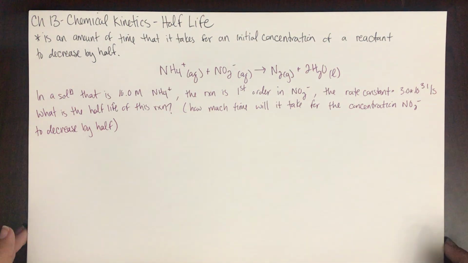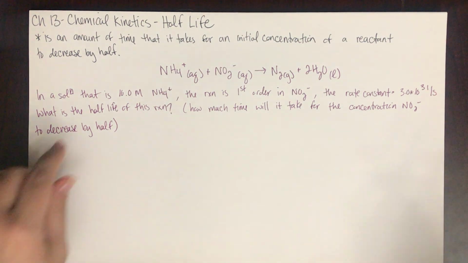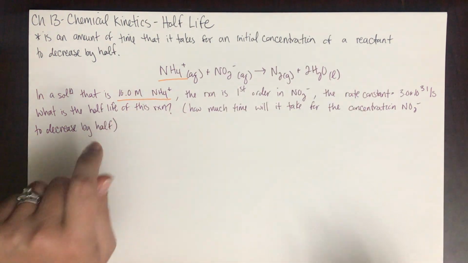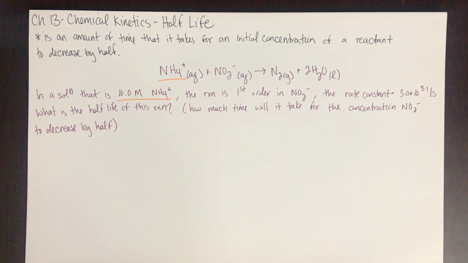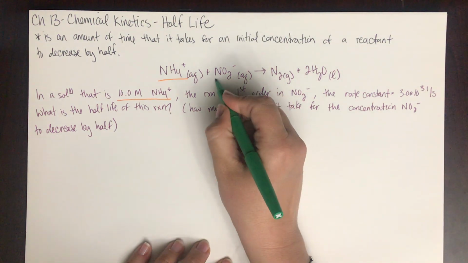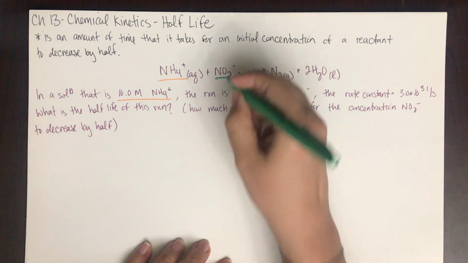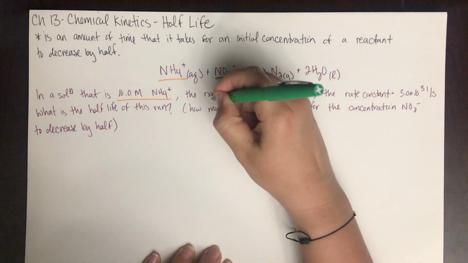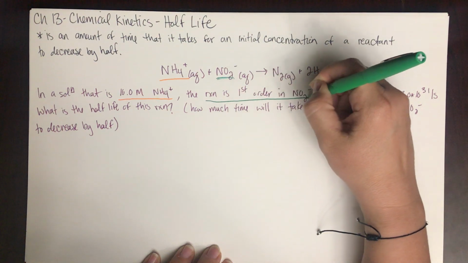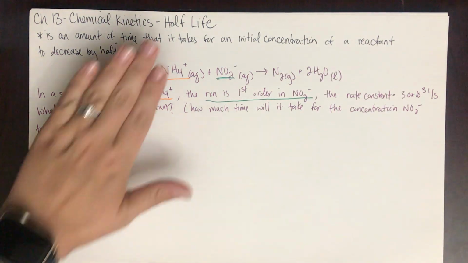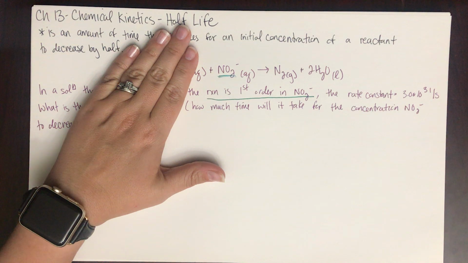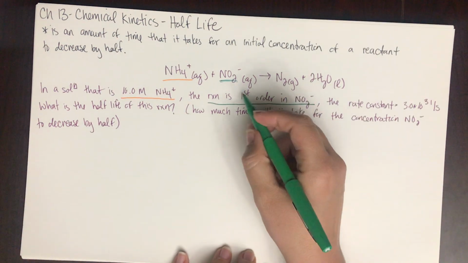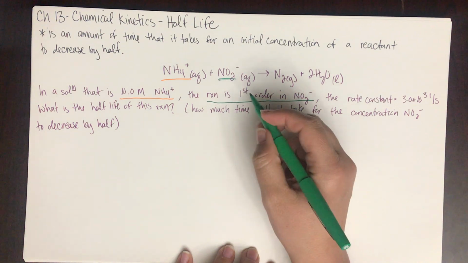So this is kind of a tricky question because it starts out by telling us the concentration of the ammonium ion. But that doesn't mean anything to us because this question is asking about the nitrite ion. It says this reaction is first order in the nitrite ion. So we don't care about what's happening with the ammonium ion. We only care about what's happening with the nitrite ion because the nitrite ion is what they tell us the information about the kinetics for.